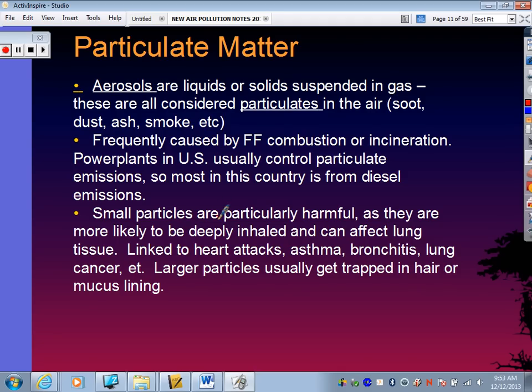Small particles. The smaller the particulate, the worse. The smaller particulates are actually more harmful, as they are more likely to be deeply inhaled. They can affect lung tissue. These are linked to heart attacks, asthma, bronchitis, lung cancer. And the larger particles are not as harmful because they usually get trapped in your hair or your mucus lining.